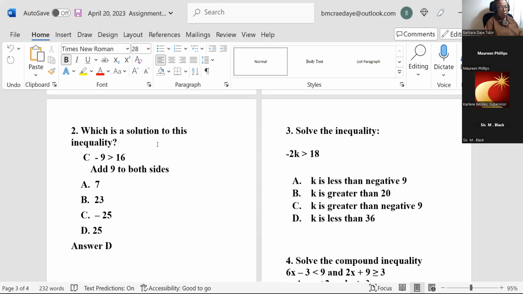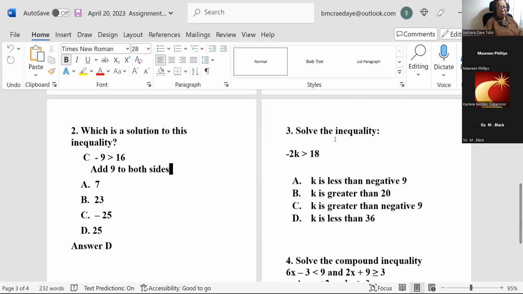Okay. Now, you ready for number 3, Mercedes? Yes, ma'am. Okay. We want to solve the inequality. What answer here is correct? Number 3, solve the inequality. How would you solve it? Let me ask you. How would you solve -2k greater than 18?